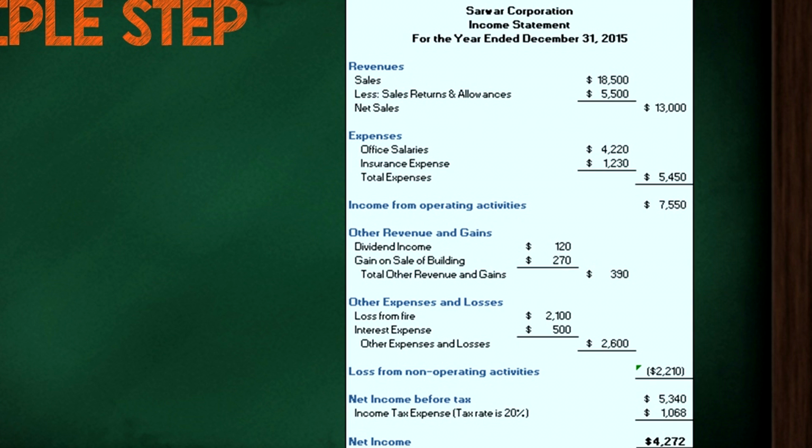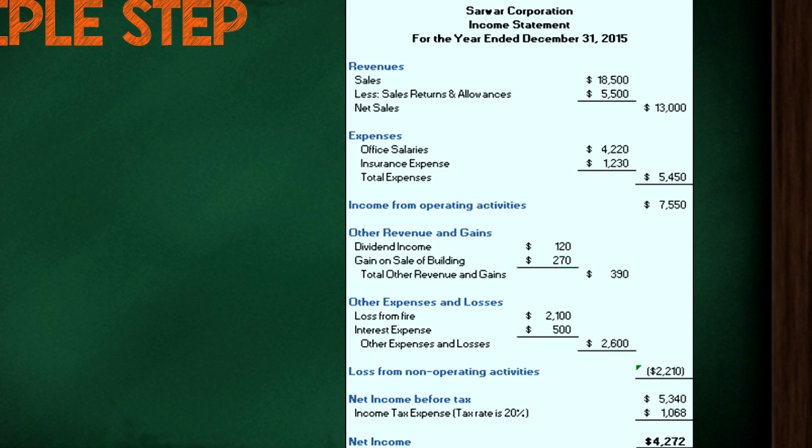What we do in the multiple step is we separate our revenues between operating and non-operating. The same thing with expenses. They are separated by operating and non-operating. So I suggest, if you didn't watch the first lecture video, to go back now and at least review that part, because it's crucial to understand the difference between operating and non-operating revenues and expenses in order to comprehend how this statement is formatted and presented.